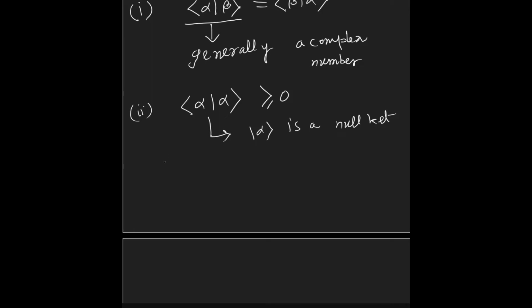And if the inner product of alpha and beta equals 0 when alpha is not equal to beta, these two states are called mutually orthogonal states. It means that no fraction of the state beta can be represented by the state alpha.